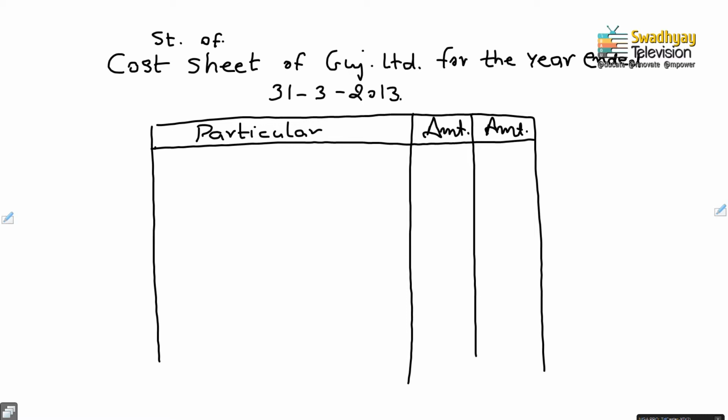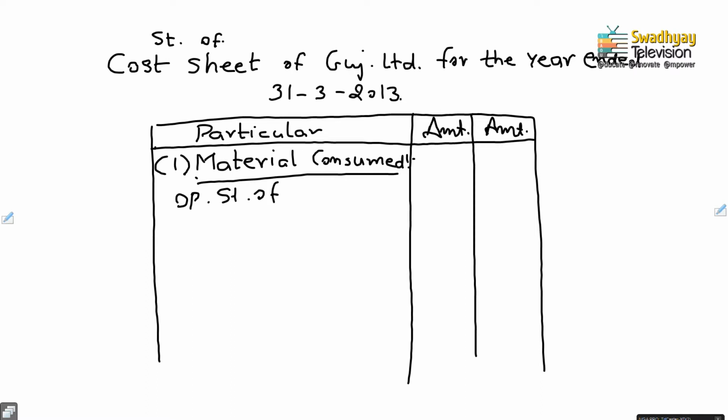So the first item is material consumed. As we already discussed, material consumed in the cost sheet is the first item, and we will identify how much raw material was consumed for the manufacturing of this product, and record it under this head. The first is opening stock of raw material. Let's begin with the first item, opening stock of raw material, and that amount is 33,000 rupees.